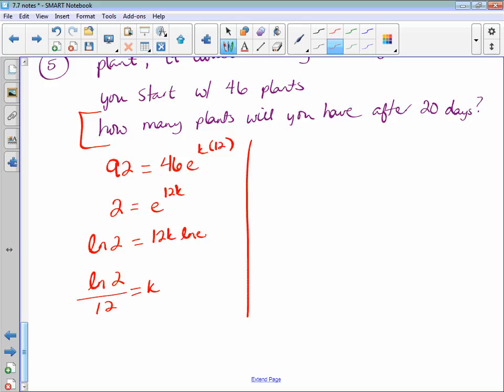Alright, so if you're looking to solve after 20 days, your amount of plants equals 46 e to the, this lovely k of natural log of 2 over 12, times 20. Do you think it's going to be more than 92? Yes, okay. Not quite 184 though, right? So when you're doing these, make sure your answer at the end makes sense. You should have a reasonable idea of where you are.